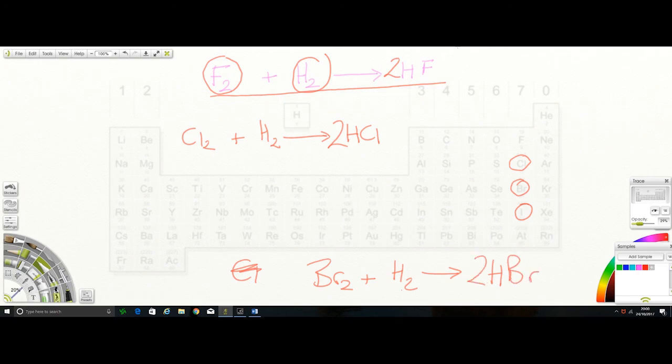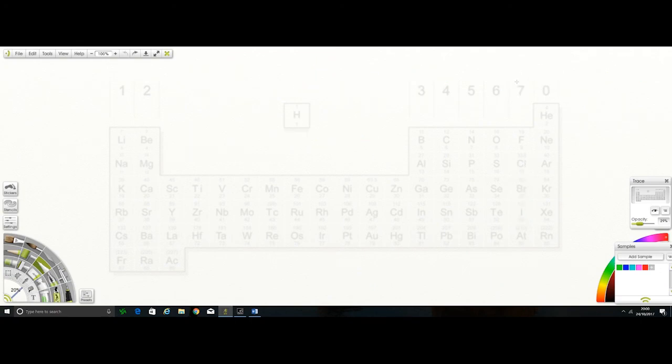Same with iodine, really. I2, why is it I2? Come on guys, you need to be able to tell me, because it is diatomic. HI, and just put a 2 in front of it. So nice and simple. So let's go into a bit of covalent bonding, right, and explain why it is Br2, etc.